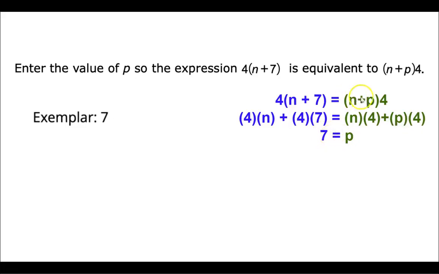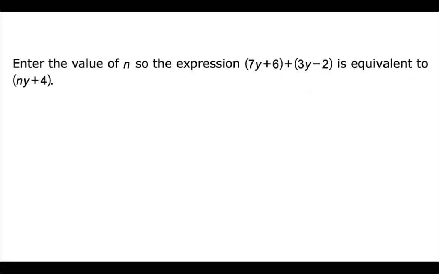Another way of looking at it is if you divide both sides of this expression by 4, then you're left with n plus 7 equals n plus p, and thus p will equal 7. So either way to look at it, that will work. Here is the next problem. Enter the value of n, so the expression 7, within the parentheses, 7y plus 6, and then plus the parentheses of 3n minus 2 is equivalent to, within the parentheses, ny plus 4. Go ahead and pause the video and work on this problem.